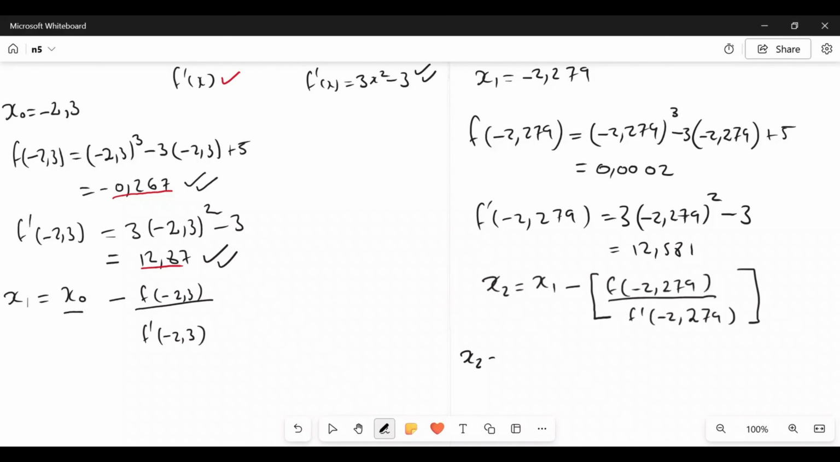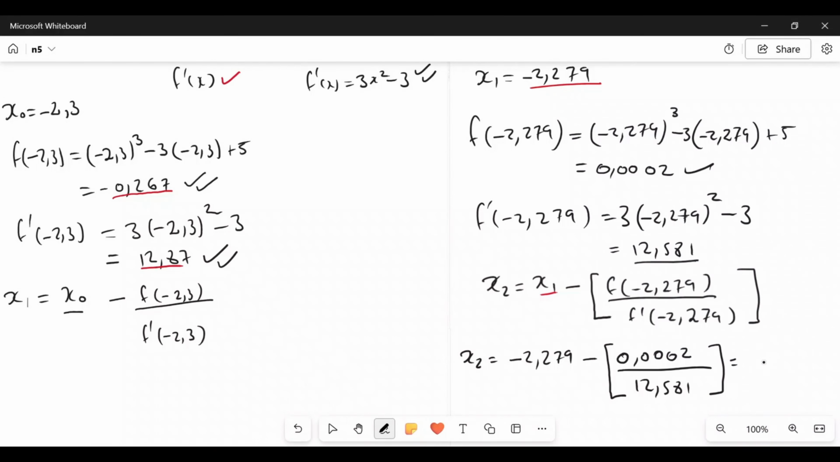So x2 is equal to x1. Remember, x1 is this one that we calculated earlier, guys, so don't forget that. It's going to be negative 2,279 minus, then inside the bracket, we put f of negative 2,279, which is this one here, 0.0002, divided by f prime of negative 2,279, which is this one here, 12,581. Then close the bracket. Then you insert this into the calculator.